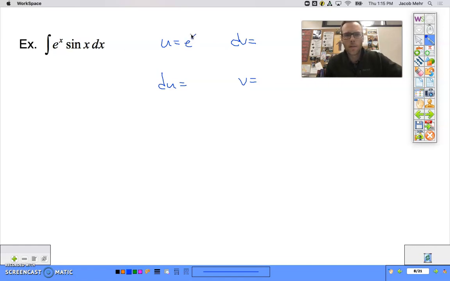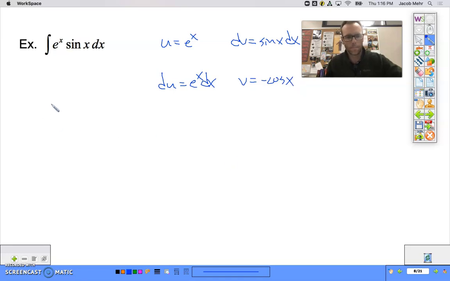Let's pick this to be our u, the e to the x. So then our du, so I'm going to take the derivative, du dx equals e to the x, du equals e to the x dx. I'm going to let my dv be the sine of x dx. Okay, we got to put everything in there. Don't forget your dx. Now we integrate this. And the antiderivative of the sine of x dx is going to be the negative cosine of x.